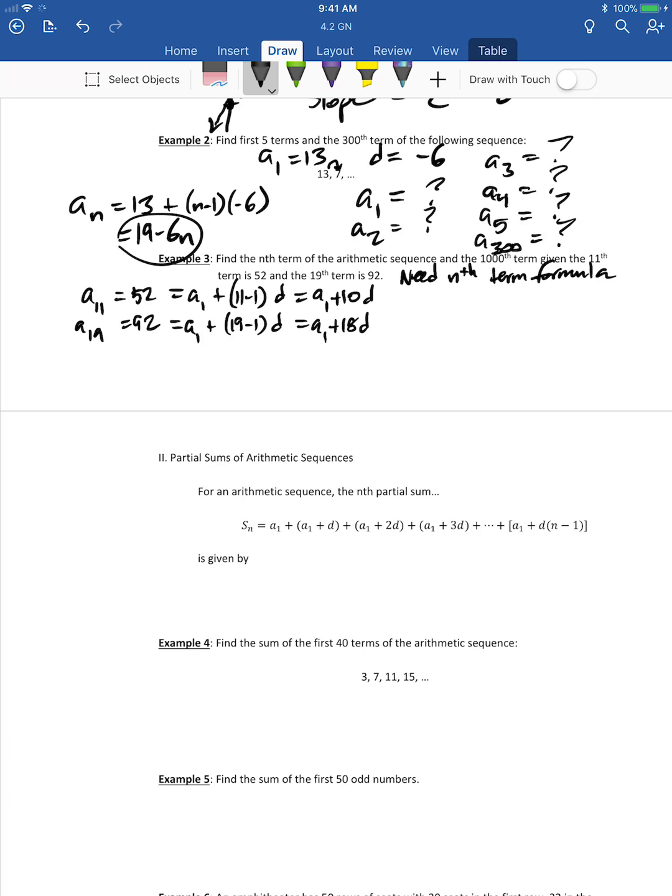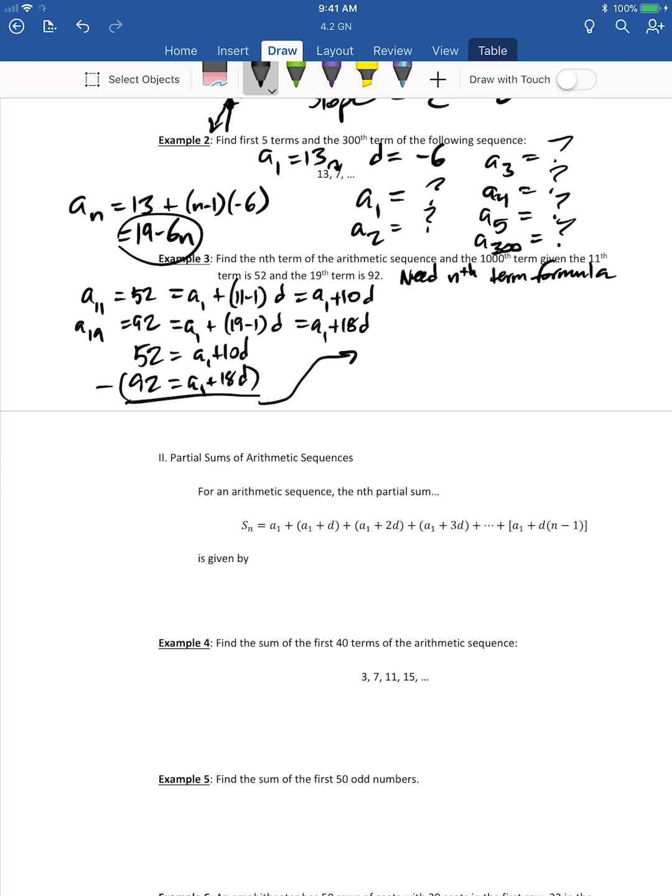I have two equations and two unknowns, two variables. What can I do? How can I solve this? Let's think all the way back to Algebra 1. I have a system of two equations with two variables, so I can use substitution or elimination. I'm going to use elimination, subtract the second equation from the first.